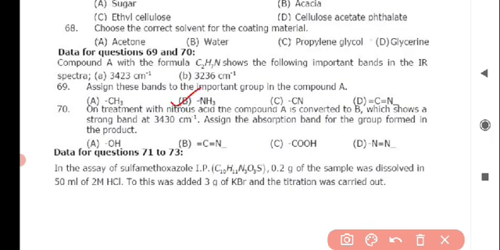Next question for this statement is on treatment with nitrous acid, the compound A is converted to B, which shows a strong band at 3430 centimeter inverse. Assign the absorption band for the group formed in the product. So the correct answer for this question is option A, that is OH.